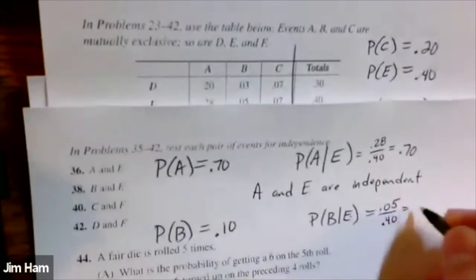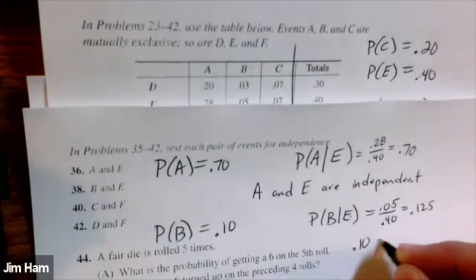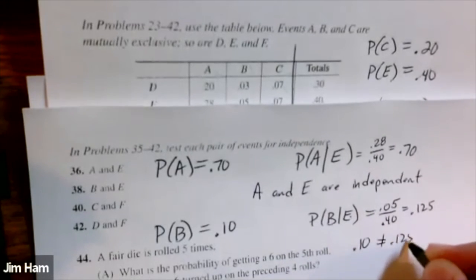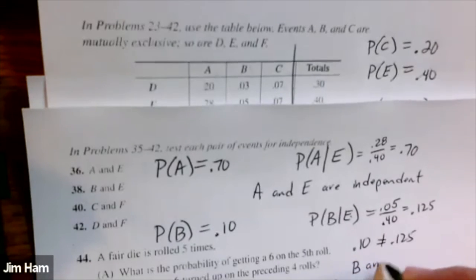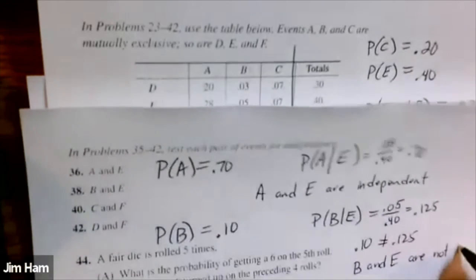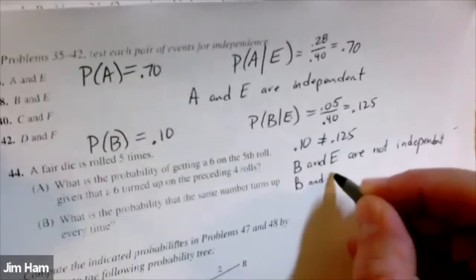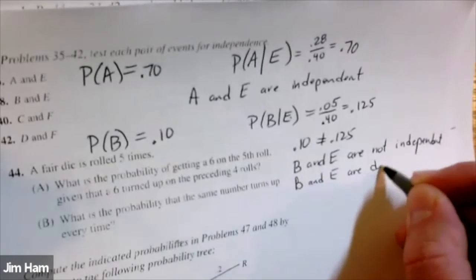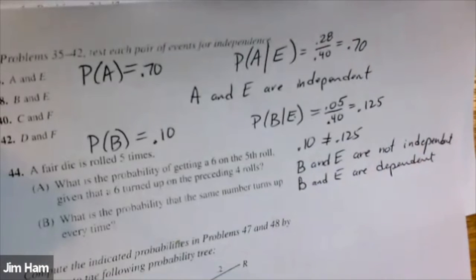And this one works out to 0.125. And since 0.10 is not equal to 0.125, we say that B and E are not independent. Another way to say that is B and E are dependent. So this is the check that we use to determine if two events are independent.